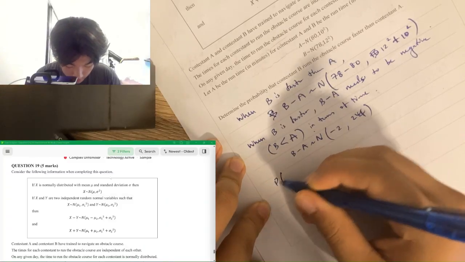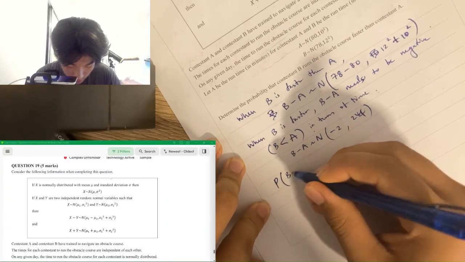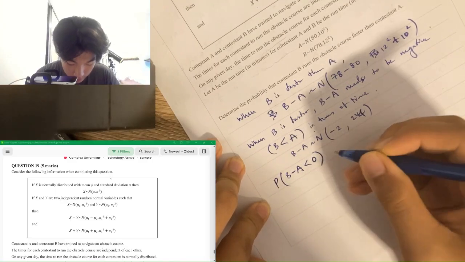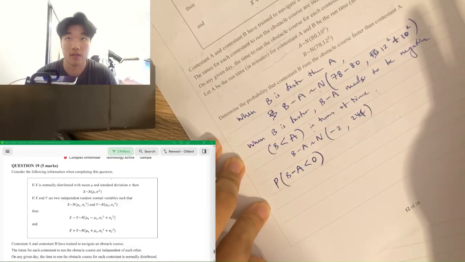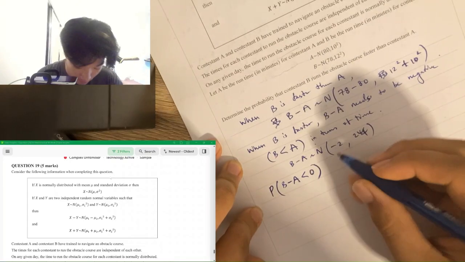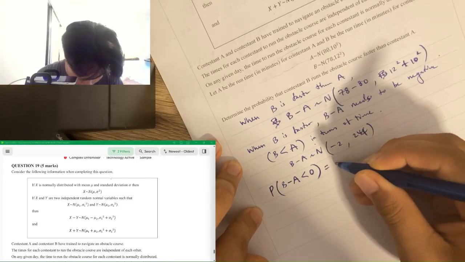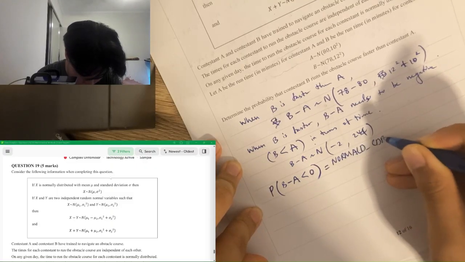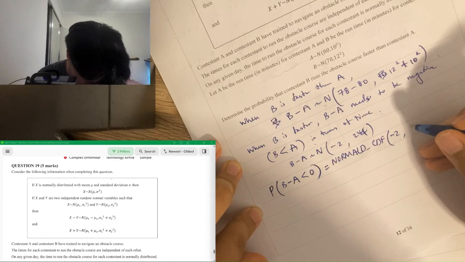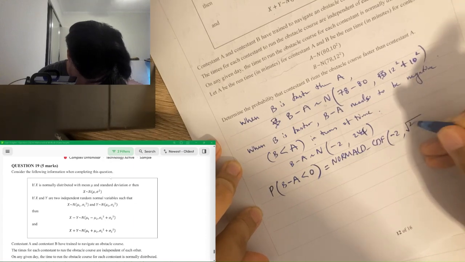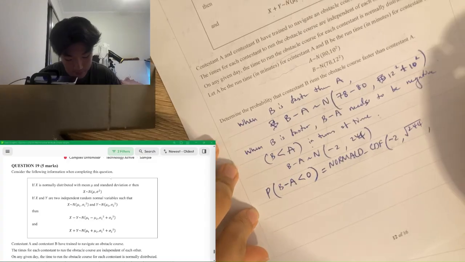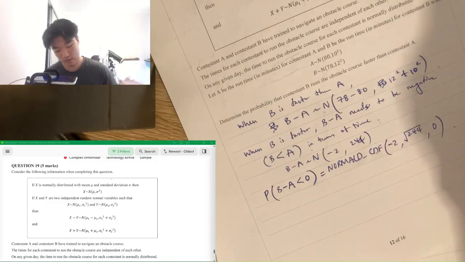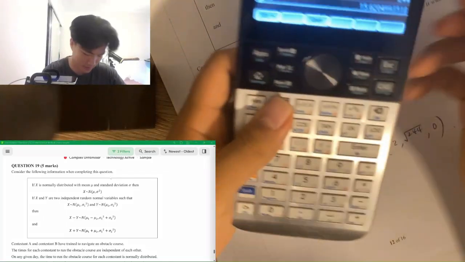So the probability that B minus A is less than zero. That's literally it. Equals the cumulative distribution. So it's a normal distribution, normal CDF. You get the mean. Standard deviation is actually the square root of the variance. And then it's the lower tail probability to zero. That's it. Wait, there's no way.